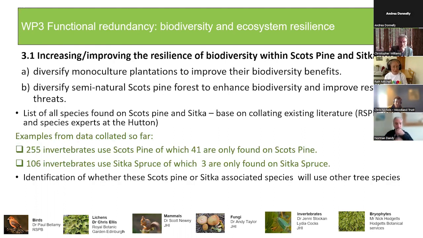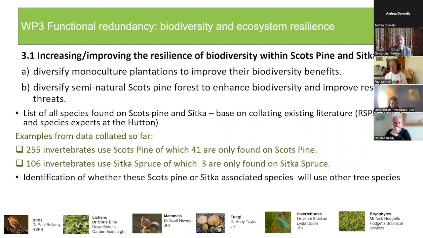So we're currently in the process of collating lists of all the biodiversity that's found on Scots pine and Sitka spruce trees. There isn't actually at the moment a single list for us to utilise, so we're busy doing that. And just to give you some examples of the data we've got so far, my entomology colleagues have so far got 255 invertebrates that use Scots pine, and to the best of their knowledge, only 41 of those have ever been found only on Scots pine. And they've got a list of over 100 invertebrates that use Sitka spruce, and to the best of their knowledge, only three of them have only been found on Sitka spruce.